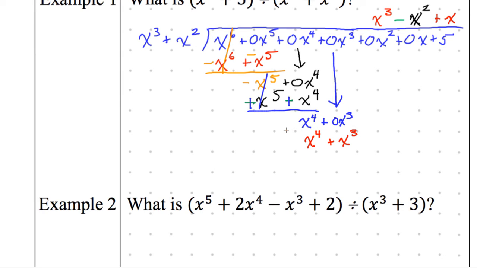And next step. What are we doing? The procedure over and over and over again. Andrea? Subtract. And then you get negative x cubed. And we are almost done. Let's go ahead and bring this 0x squared down.